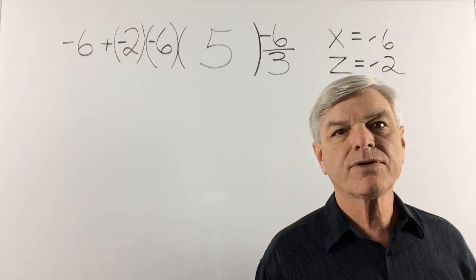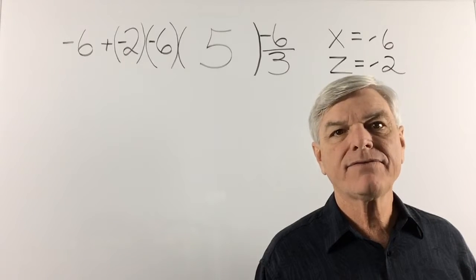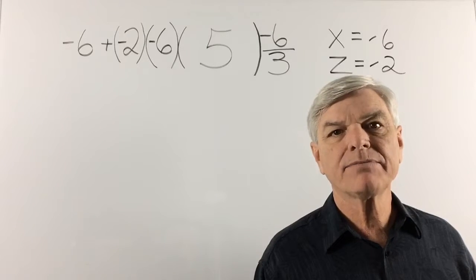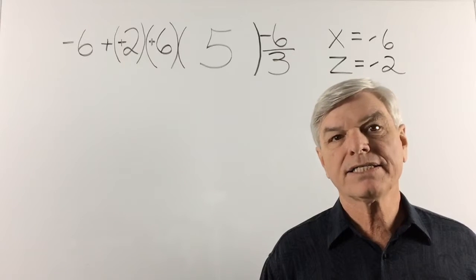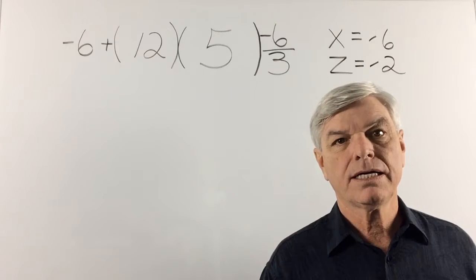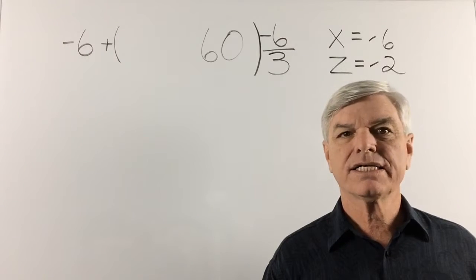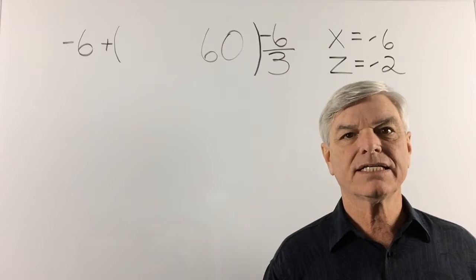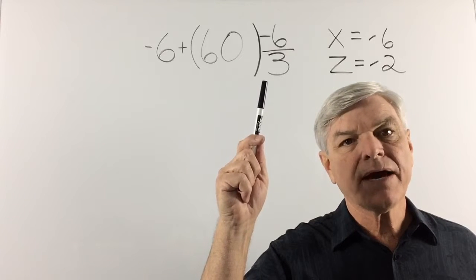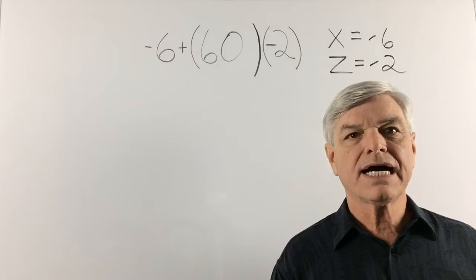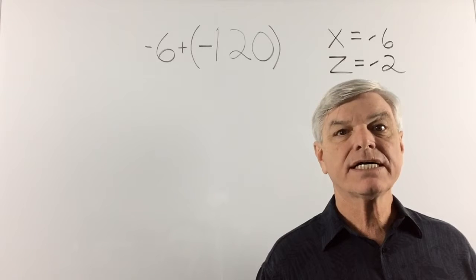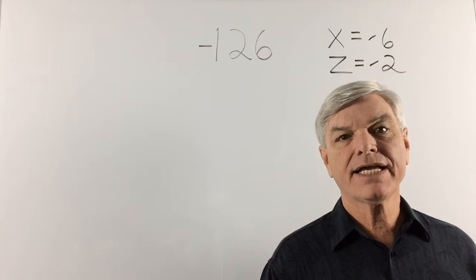So again, moving from left to right, why don't we multiply negative 2 times negative 6? And before we do that, why don't we multiply the negative times the negative? And that will be positive 2 times positive 6. Positive 2 times positive 6 is 12. Times 5 is 60. And why don't we move that negative 6 in a little bit closer? And we're going to divide negative 6 by 3. And that will be negative 2 times 60 is negative 120. And plus negative 6 is negative 126, and that is our answer.